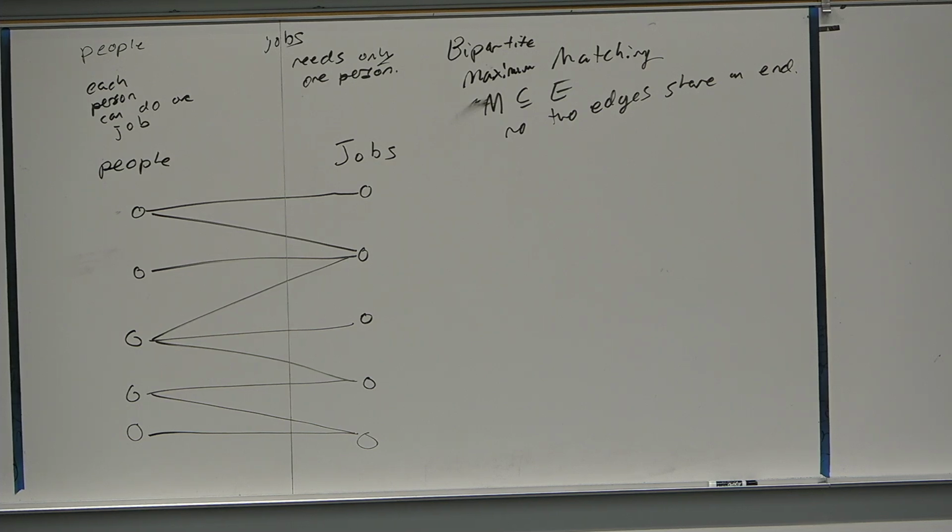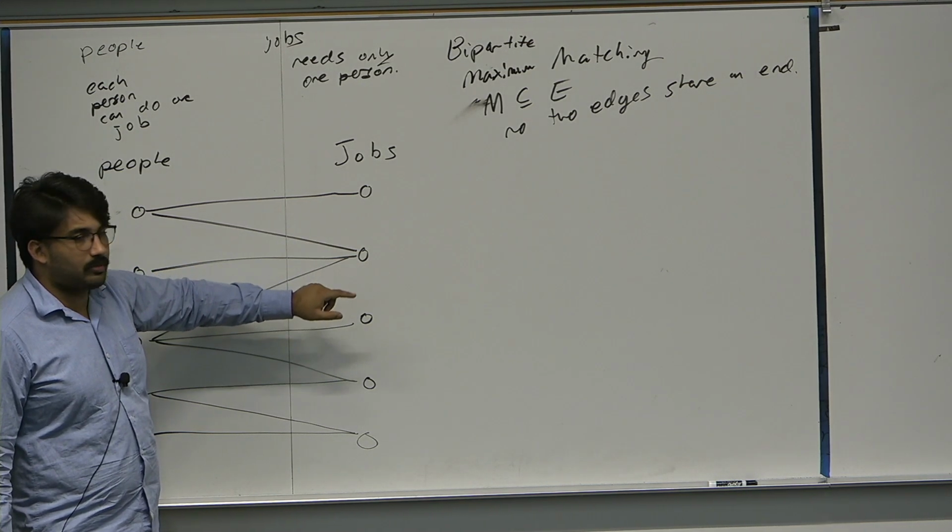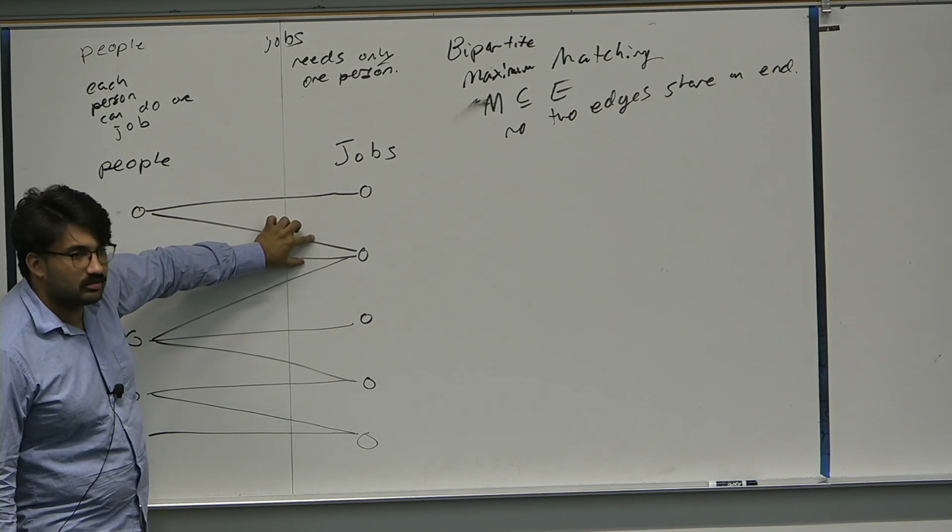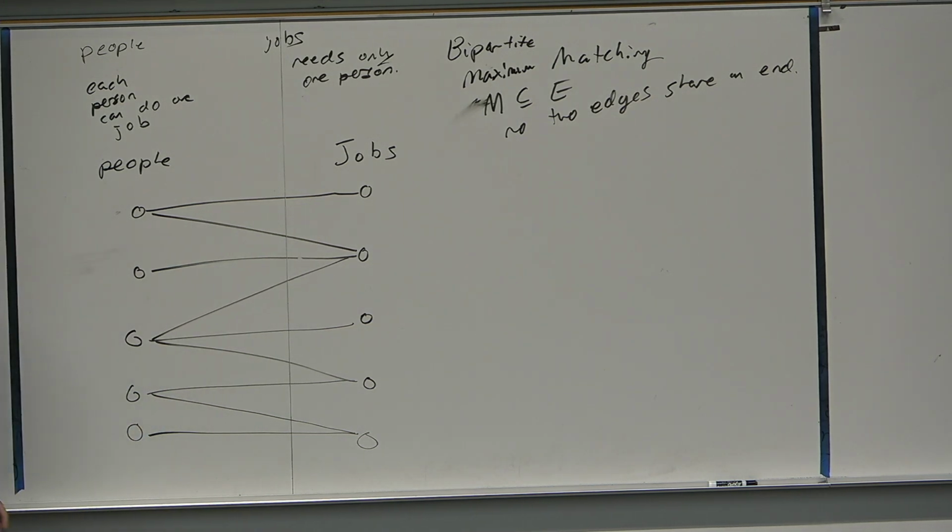By ensuring that no 2 edges share an end, we are ensuring that no person works 2 jobs. So, for example, these 2 edges could not be in a matching because that person would be working 2 jobs, and that no job is worked by more than 1 person. So these 2 edges could not be in the same matching, right? So we want a matching. It's sort of like a loose, disconnected jumble bag of edges, right?